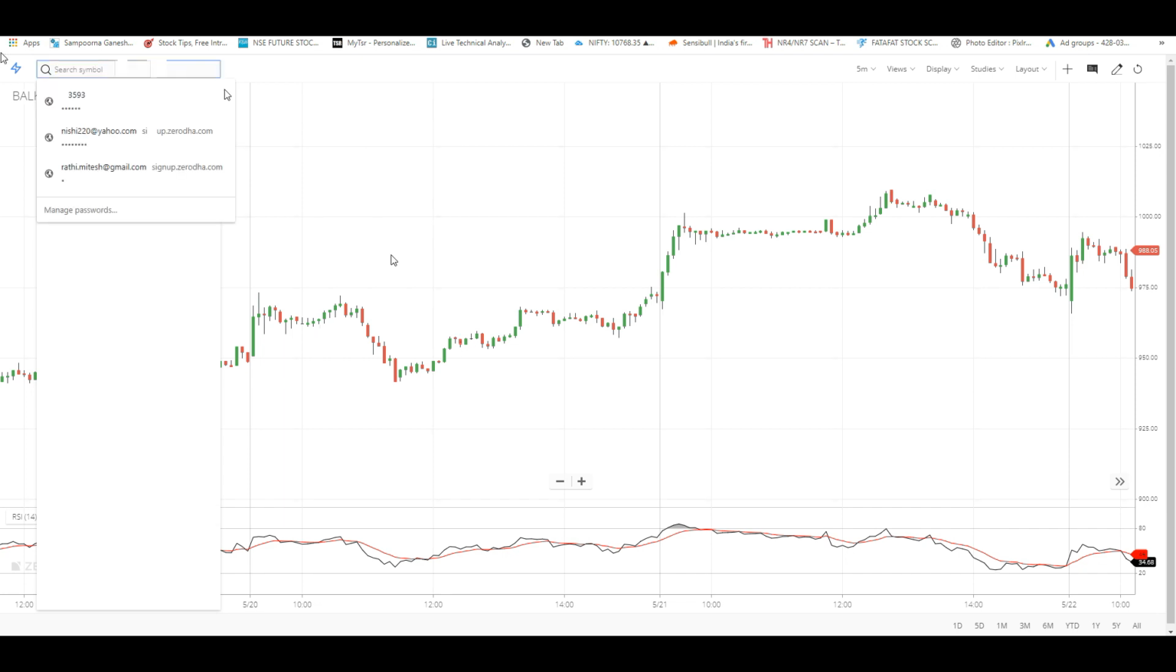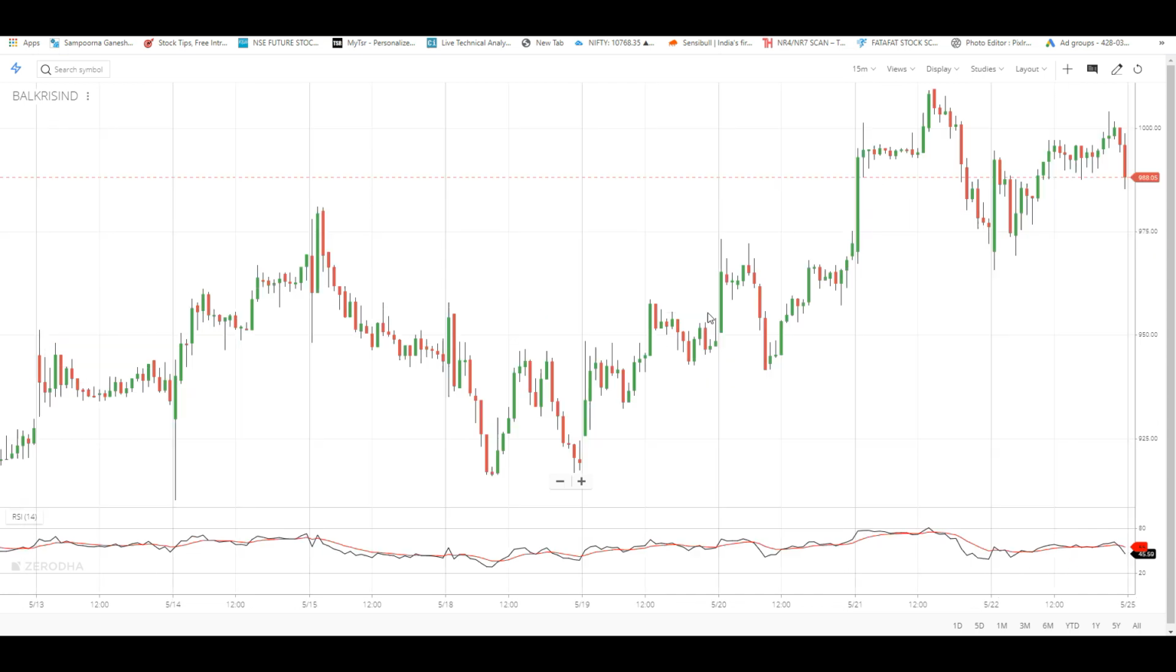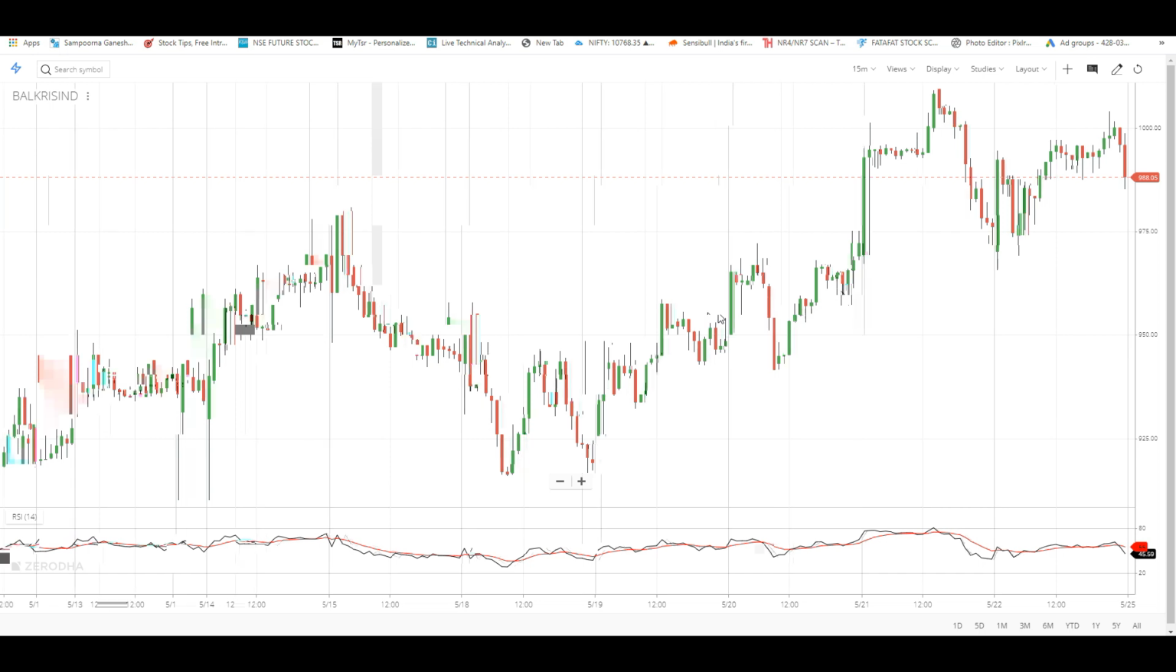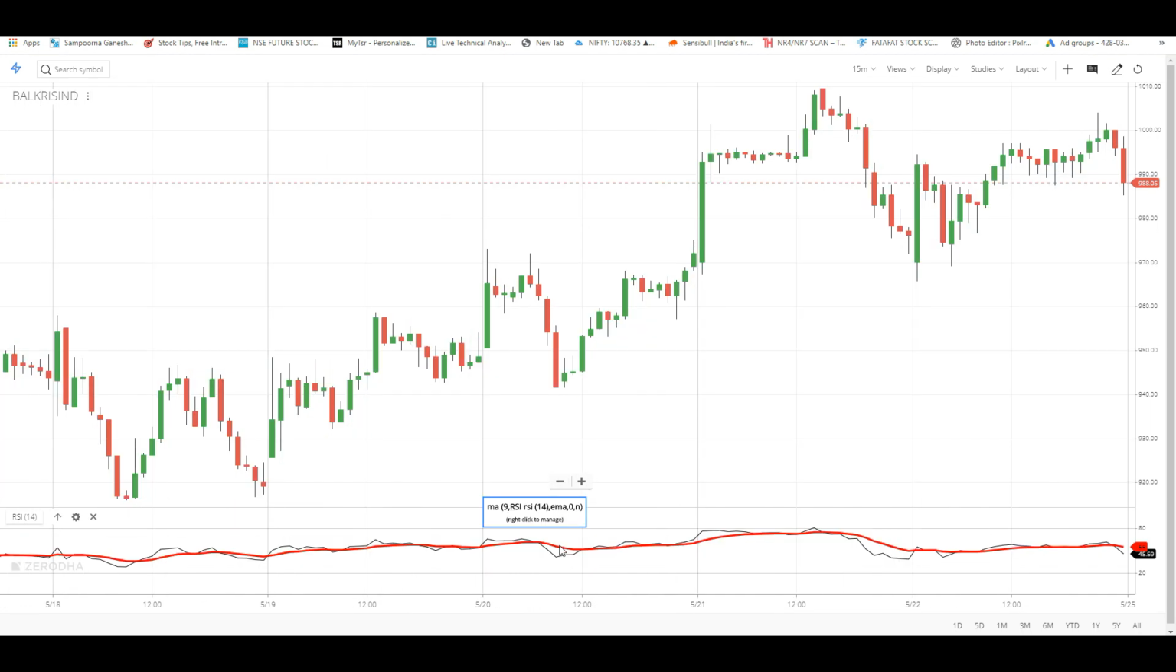Now I have this 5-minute chart of Balkrishna Industries, and we will try to understand what RSI is doing here. We will go to the 15-minute chart and find out what is happening in the RSI. Don't get confused by this red line, which is a moving average I plotted, a 9 EMA. I will tell you the usage of this moving average also. However, I just wanted to show you one trick.